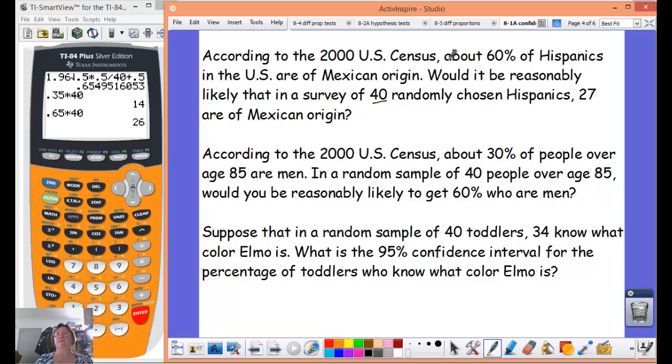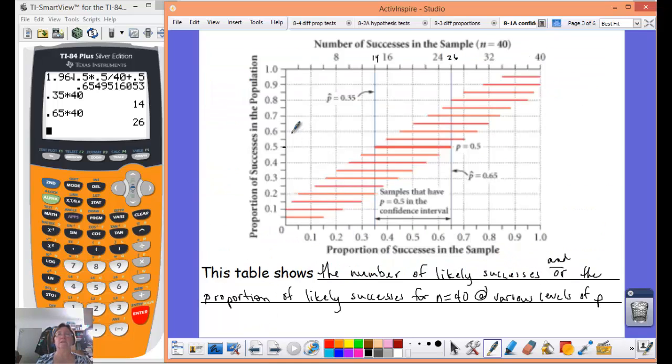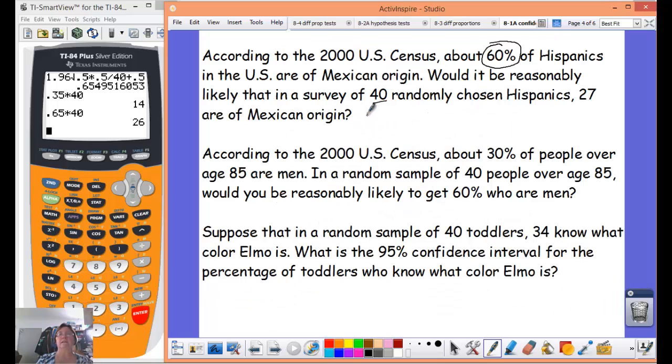Now I want you to note the features here. Our proportion of success in the society is 60%. We want to know if 27 is likely. So I come back to my table. I'm going to look along the 60% population proportion, and I'm wondering if 27 is a likelihood. Well, that's 28 right there. 27, sure enough, it crosses that likely range. So based on our table, we can say, yes, 27 is likely.